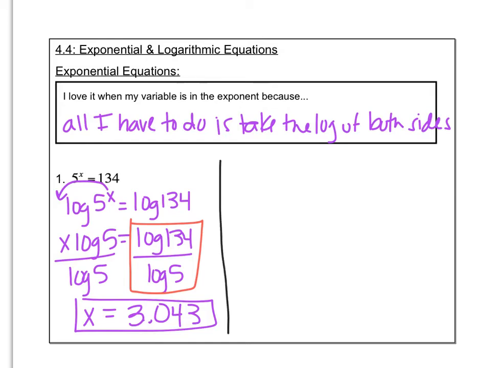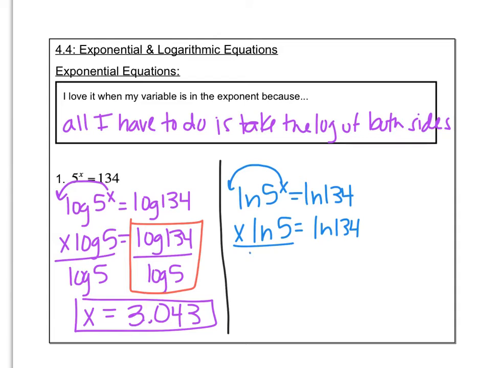The second way you could do one of these problems is you could use the natural log. Instead of log, you could use the natural log. So I do the natural log on both sides. And again, the whole idea with doing the log is that it allows us to drop down our variable now. So it's going to be x natural log of 5 equals natural log of 134. You divide, and you type that in your calculator. It will give you the same answer.